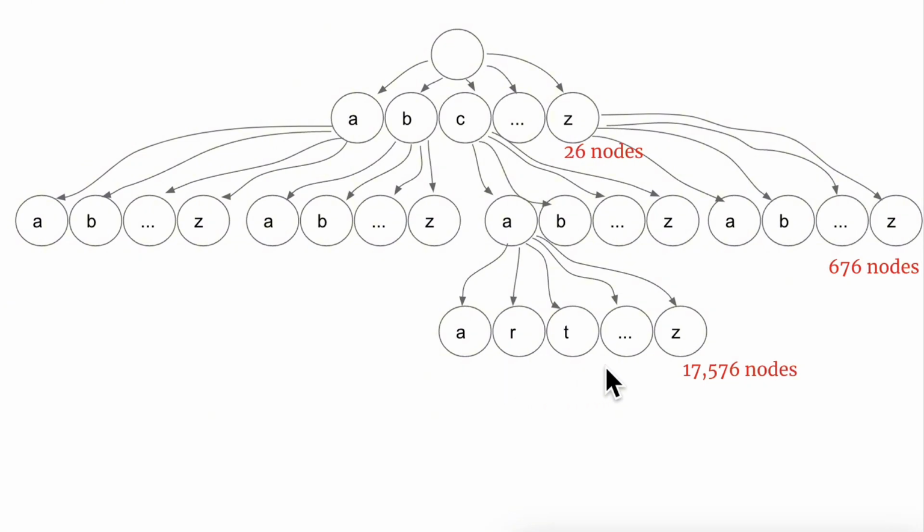Similarly, each node in the previous level has 26 child nodes. We can calculate the total number of nodes at this level. That would be 676 nodes multiplied by 26. So the total is 17,576 nodes in this level. So our trie is quite large with many nodes.